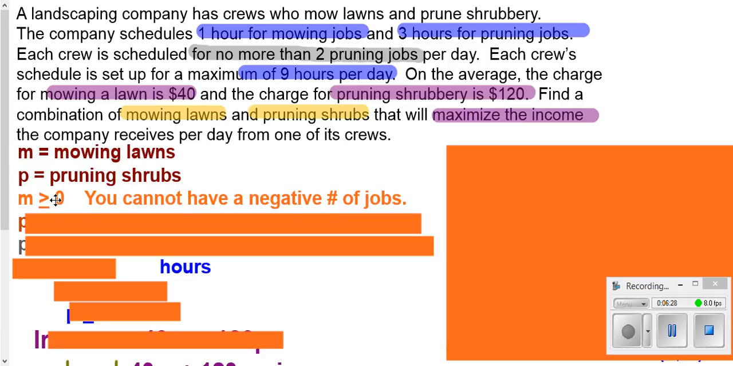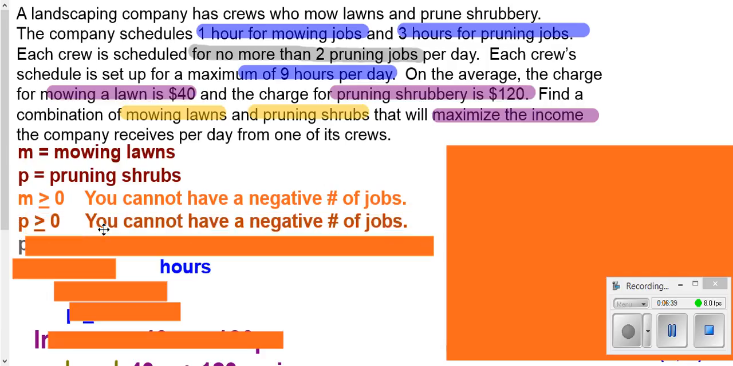We know M is going to be greater than or equal to 0 because you can't have a negative number of mowing jobs. Consequently, we know we're also going to have P greater than or equal to 0 because you can't have a negative number of pruning jobs.